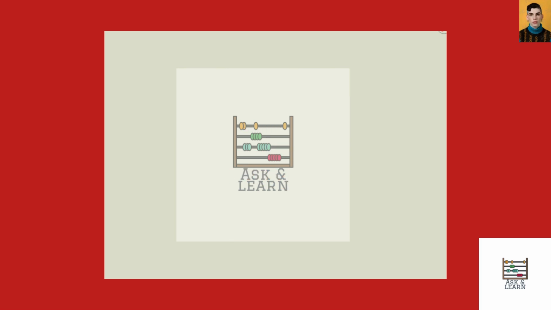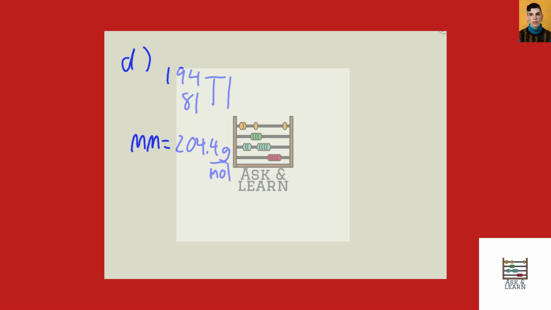Alright, and that leaves us with part D, in which we're looking at a relatively heavy isotope of thallium-194. Now, thallium has a normal molar mass of 204.4 grams per mole. Now, obviously, being between 10 and 11 neutrons short is not going to do much for the stability of thallium.